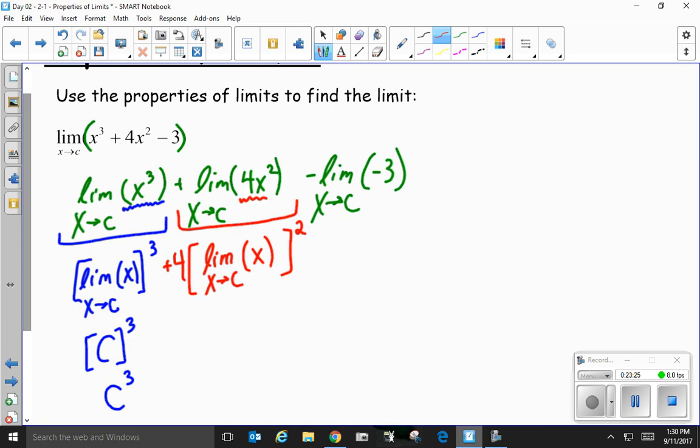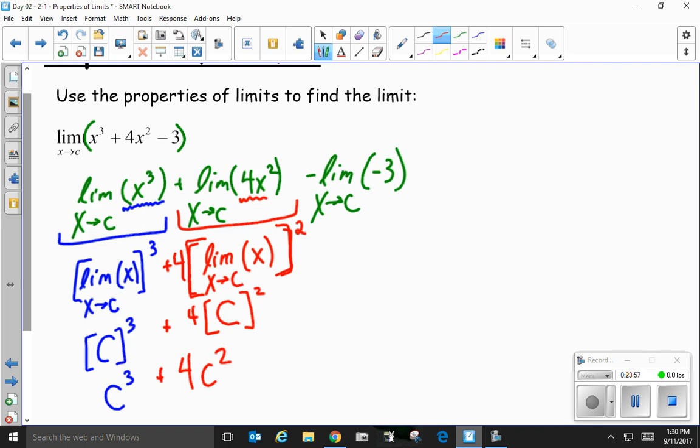Oh my God, that's another identity. What happens now? What's the limit as x approaches c of x? The c just goes after the x. That is c. In these brackets, that is equal to c. I multiply it times 4, and I square it. So yes, I have 4c squared.